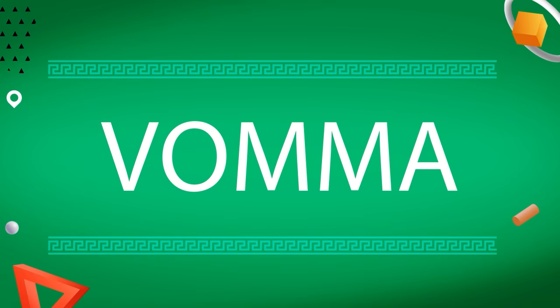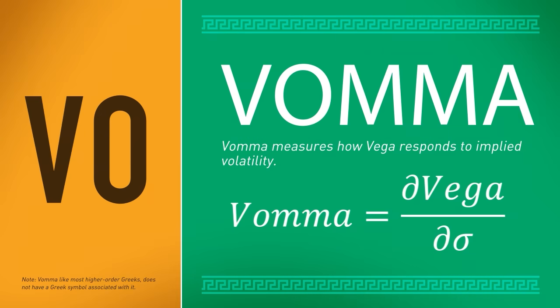Okay, so what is Vama? Well, let's do this the only way that we know how. Mathematically, and intuitively. So mathematically, Vama is another higher order Greek, but it's going to be a little bit of a downtick from what we saw in episode 7 with color, which was a third derivative. Vama is actually in the same boat as charm or gamma, where it is only a second order derivative. And what it measures is the change of Vega when volatility changes. So remember that Vega measures the change of option prices when volatility changes. Vama measures the change of Vega itself when implied volatility changes.